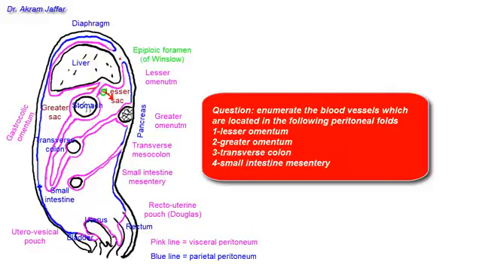Also, I want you to notice here that the liver is not completely covered by peritoneum, as you can see here, and that there is an area in the liver called the bare area of the liver, where the liver is in direct contact with the diaphragm. This area is located between two folds of peritoneum that are called the coronary ligament. So these are the superior and inferior layers of the coronary ligament.